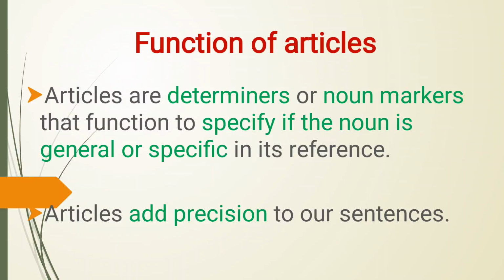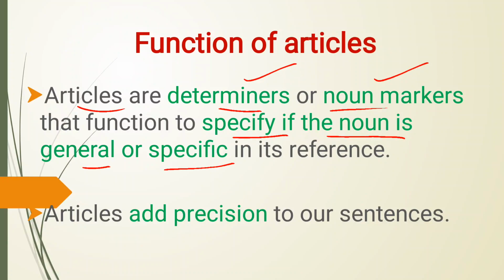So first of all, let us understand the function of articles in English grammar. When we talk about English sentences, articles play a very important role as they determine the nouns. We can call them determiners or noun markers, because they specify whether the noun is general or specific. Articles also add precision to our sentences. Now, what is the meaning of precision? Precision means accuracy. It means articles make our sentences more accurate.